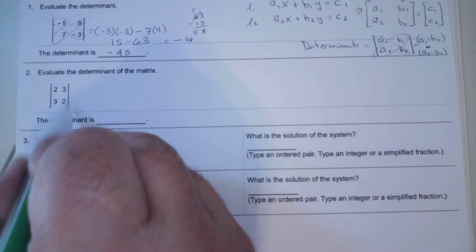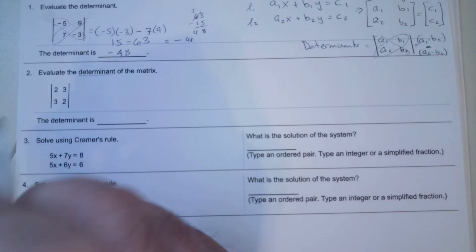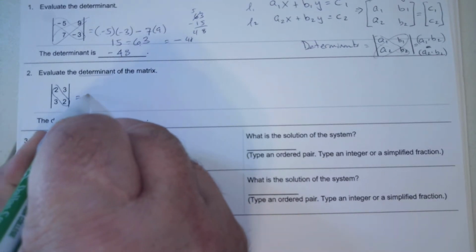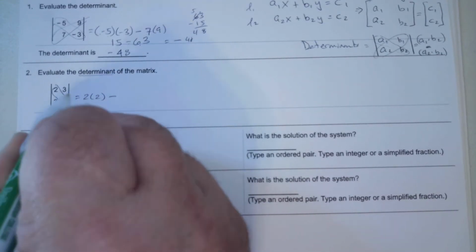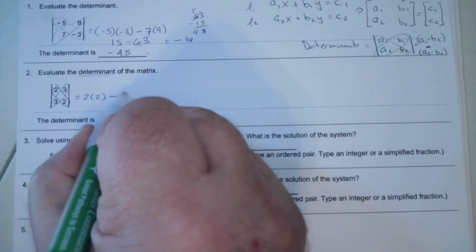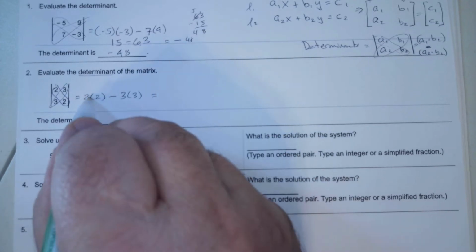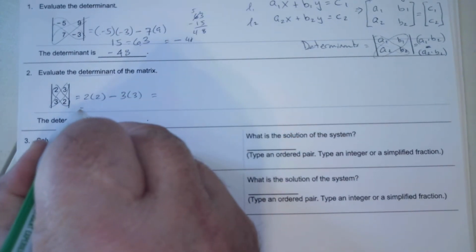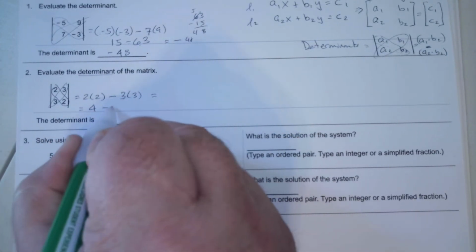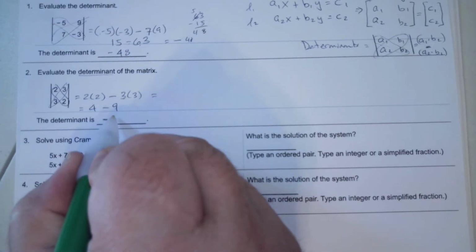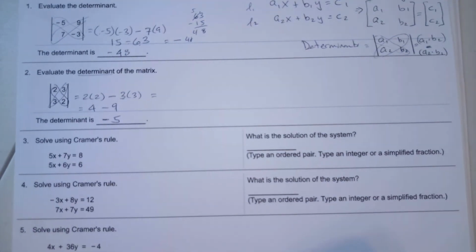Evaluate. Okay, now see the straight lines, so it's asking for the determinant. 2 times 2 minus 3 times 3. 2 times 2 is 4. 3 times 3 is 9. Since 9 is bigger, it's negative. 9 minus 4 is 5. Determinant is negative 5.